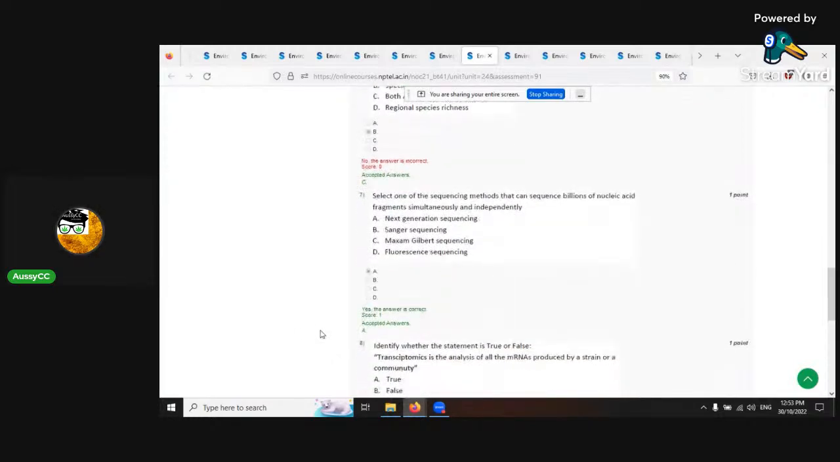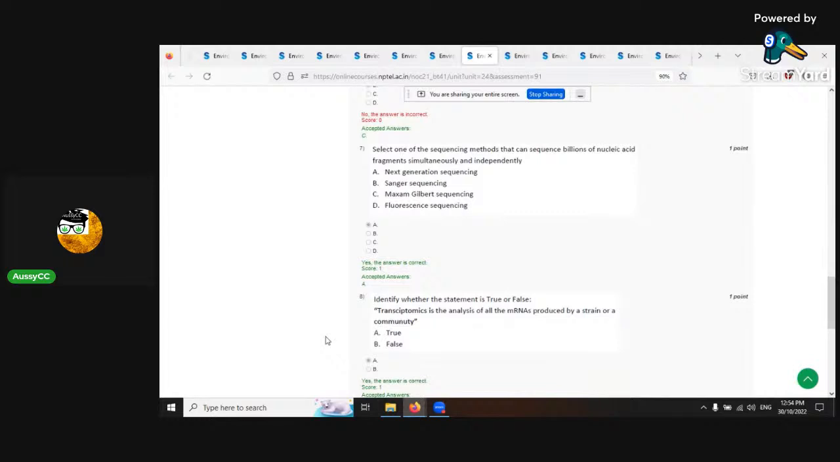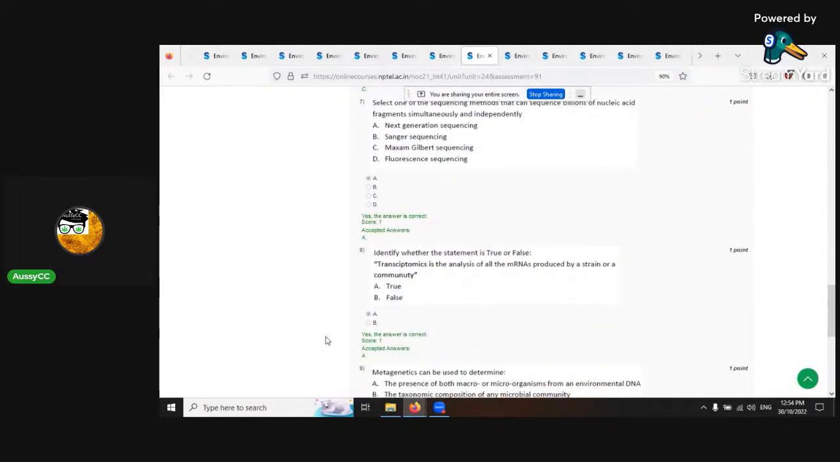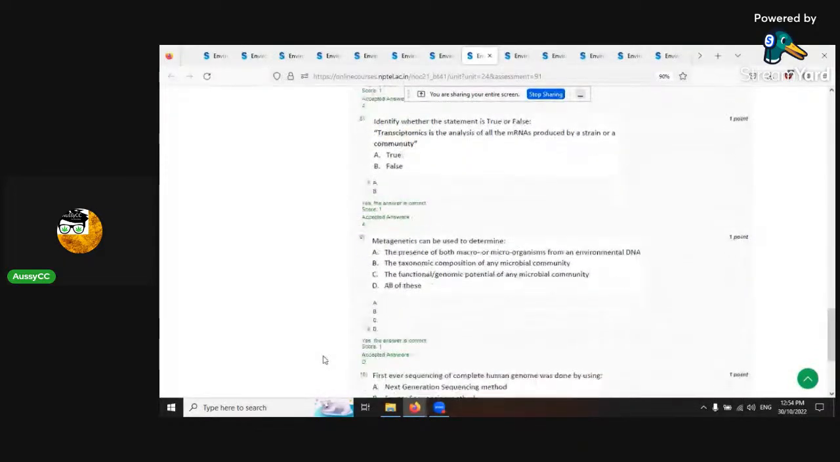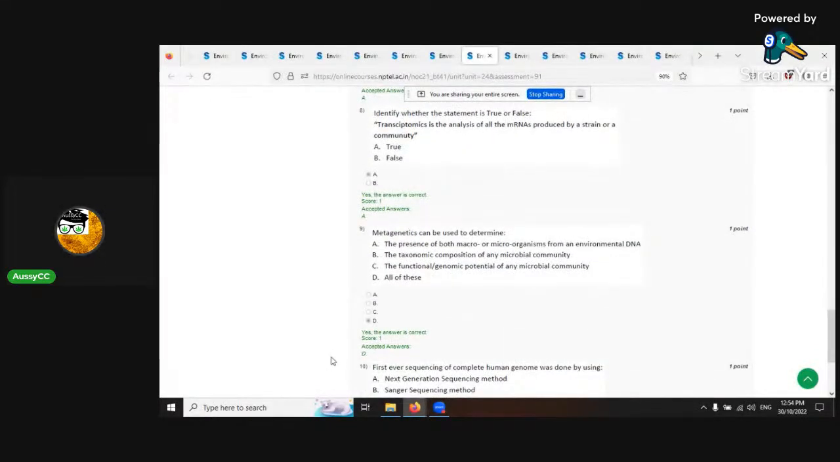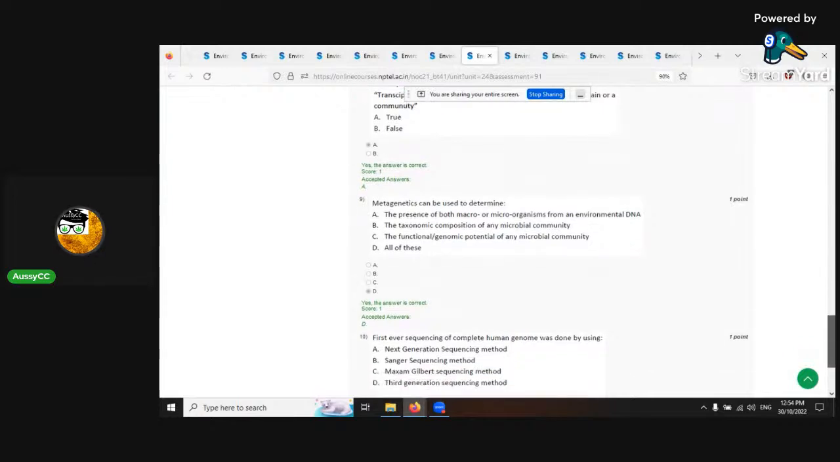Identify whether the statements are true or false. Transcriptomics is an analysis of your messenger RNA produced by a strain or community. It is. Yes, it is. Metagenetics can be determined by presence, taxonomic. It's all of them. Yeah, it's all of them. First generation sequencing of complex human genome was done by. Oh, this is the first one. Sanger. Yeah, Sanger. We all want a Sanger, remember?